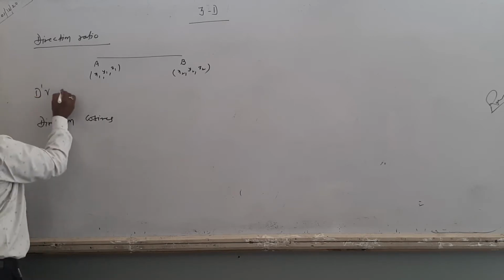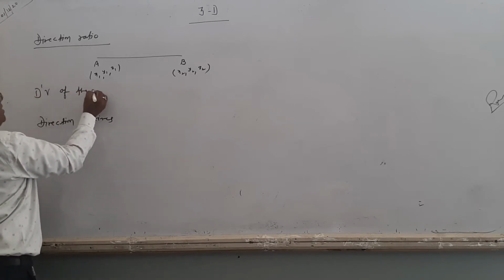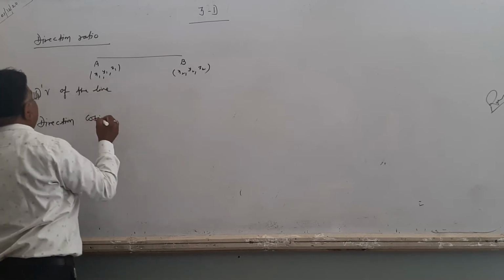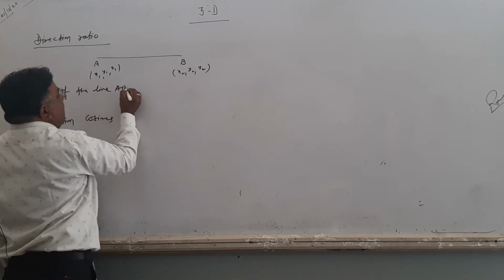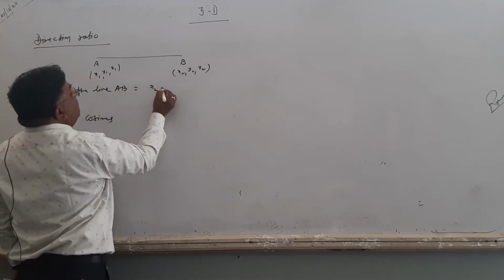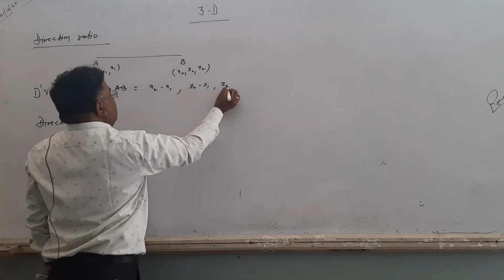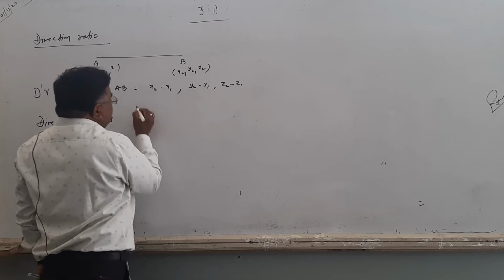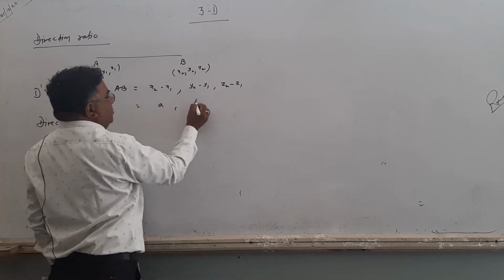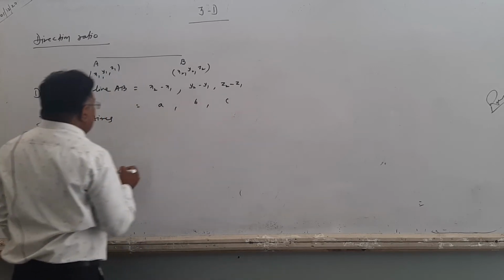In short we write DR. Direction ratio of the line AB. When two points are given, the direction ratio of the line AB is given by the formula x2 minus x1, comma, y2 minus y1, comma, z2 minus z1. And direction ratios are denoted by small a, small b and small c.